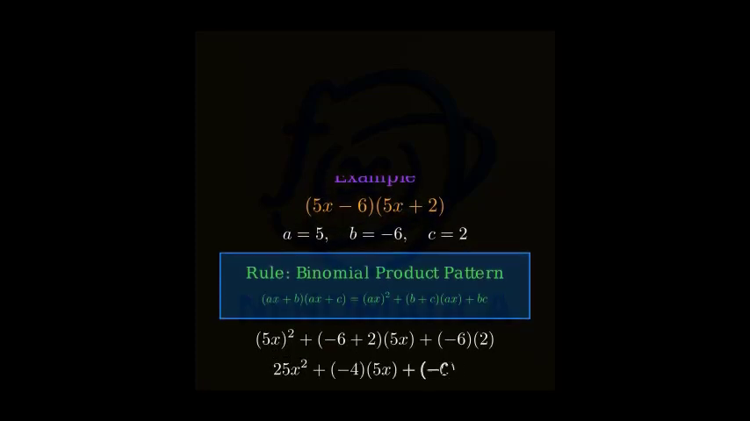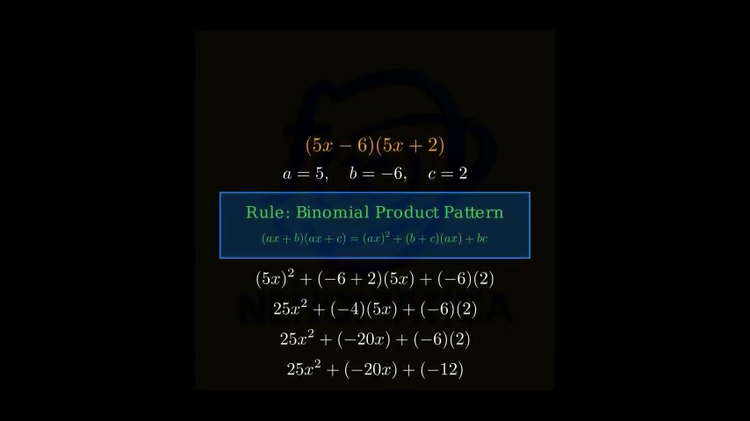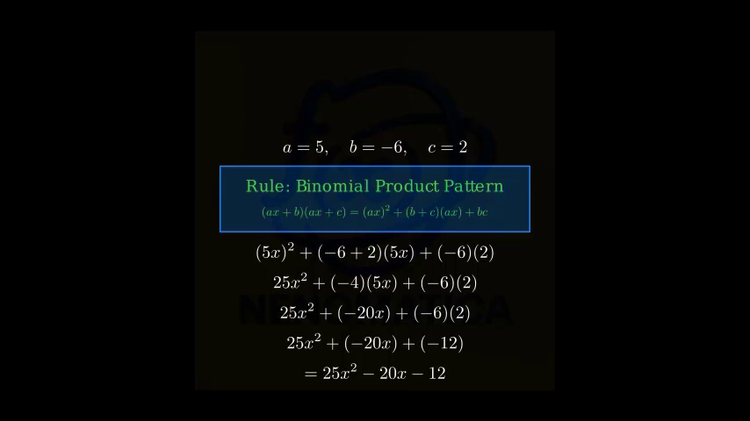Next, we calculate b plus c, which is -6 plus 2, which equals -4. Then we multiply -4 by ax, which is 5x, giving us -20x. Finally, we calculate b times c, which is -6 times 2, equaling -12. So our final answer is 25x squared minus 20x minus 12.